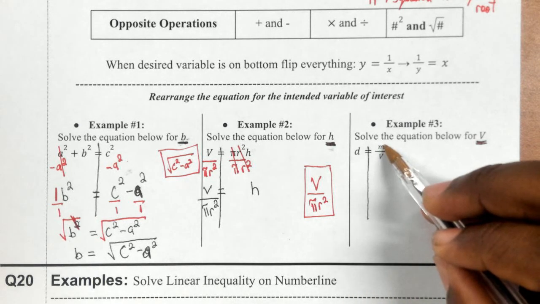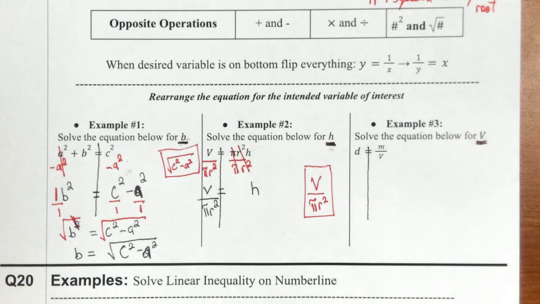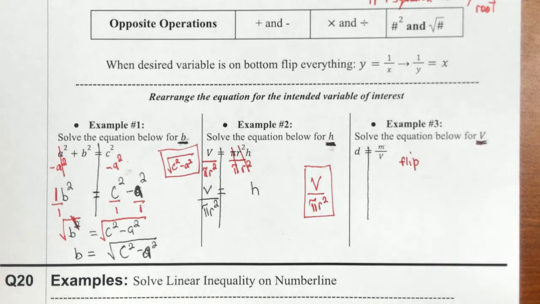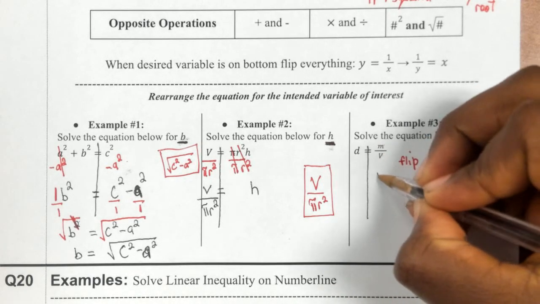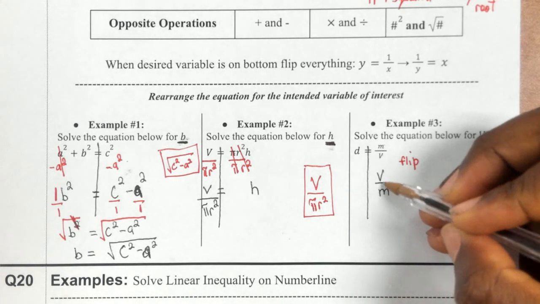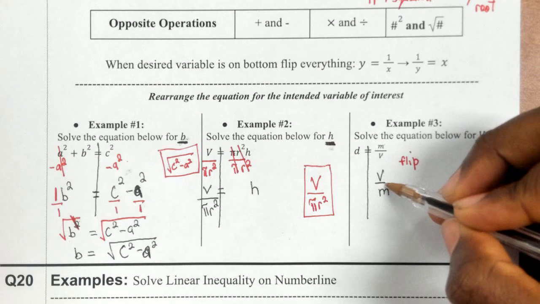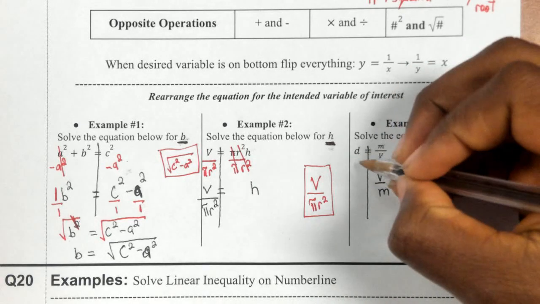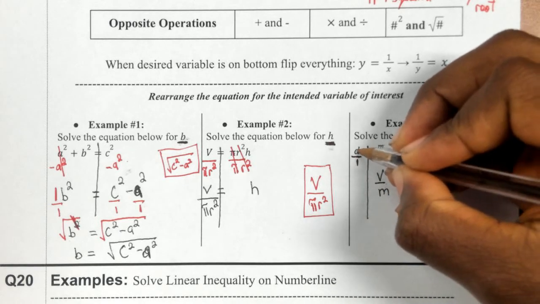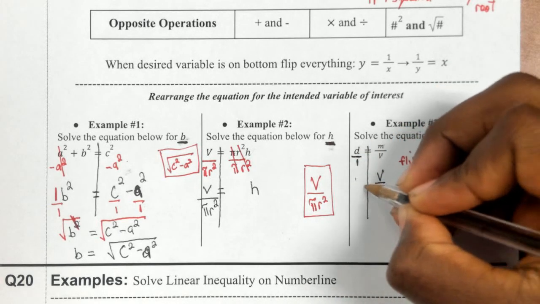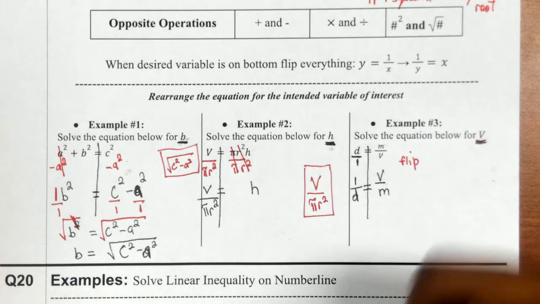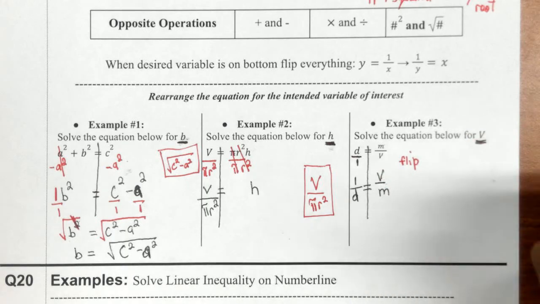So to put this at the top, I would flip it, okay? I would flip m over v to be v over m. But if I flip over here, I have to do the same thing over here, because if I do it on one side, I have to do it on the other side. This d is the same as d over 1. So if I flip d over 1, I get 1 over d. Now I have the v at the top. All right, so I'm good right there.